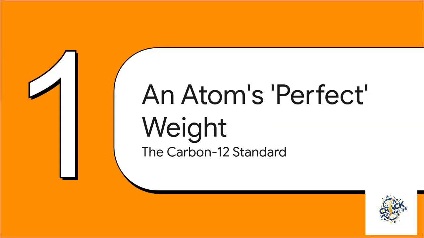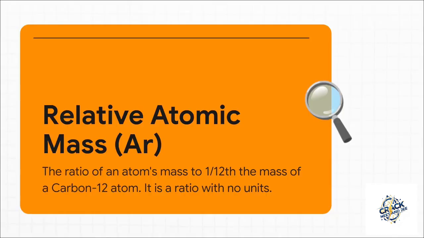Okay, to get started, we have to build from the ground up. You know, scientists needed a benchmark, a universal ruler they could use to measure all the other atoms. And the atom they chose for that job was carbon-12. This brings us to a really key idea: relative atomic mass. Now, it sounds fancy, but it's actually pretty simple. Imagine scientists put one carbon-12 atom on a scale and just declared, this weighs exactly 12 units. That's it. That's the gold standard.